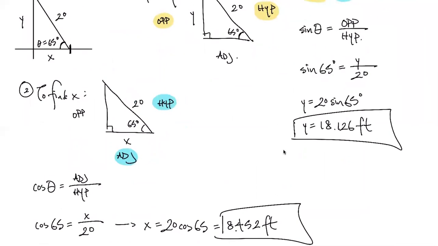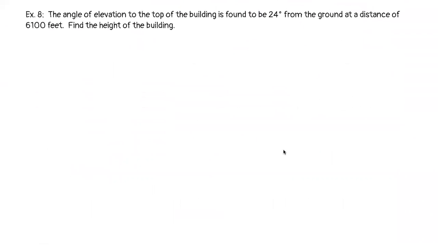All right, let's take a look at one more example. So in this example, we have the angle of elevation to the top of a building is found to be 24 degrees from the ground at a distance of 6,100 feet. Find the height of the building. And so let's draw a diagram that represents the situation. So I've got a building and the ground.